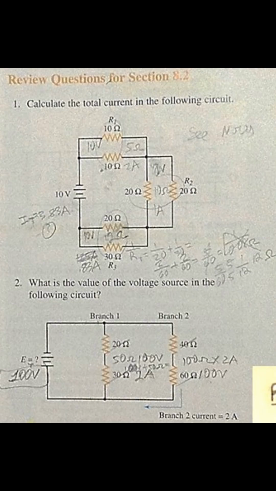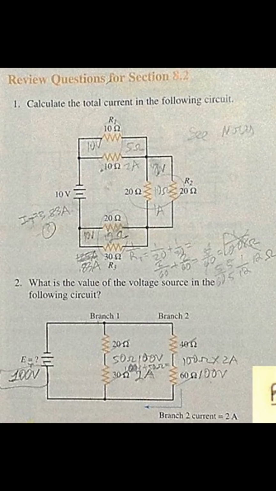Question number 2, what is the value of the voltage source in the following circuit? We're given a circuit without a voltage source, and we want to find out what that is. It's a two-branch circuit with two resistors on each of the branches of a parallel circuit. So we want to simplify each branch first. We have the resistance at branch 1 and the resistance at branch 2, and we want to know what those are.